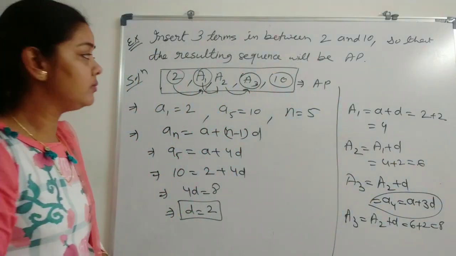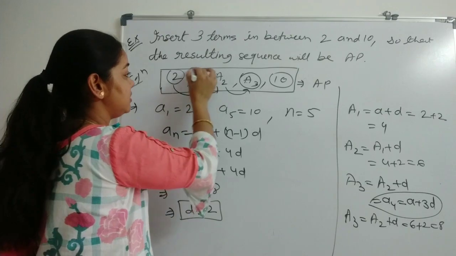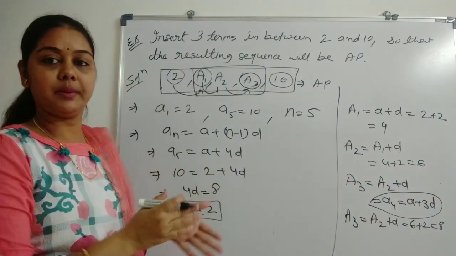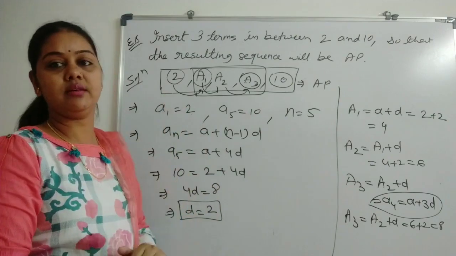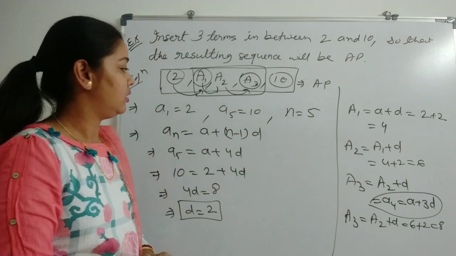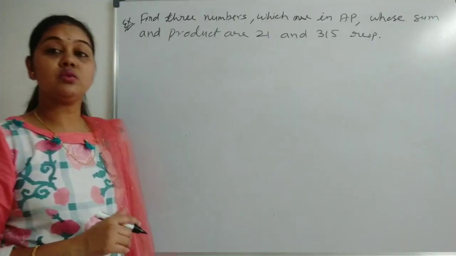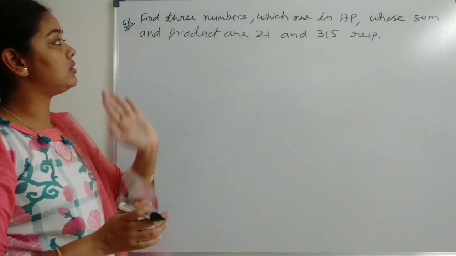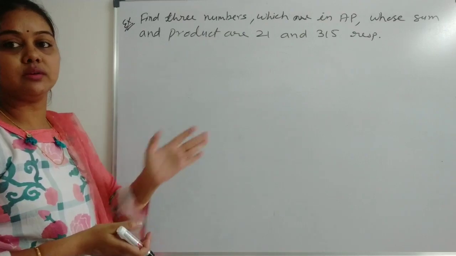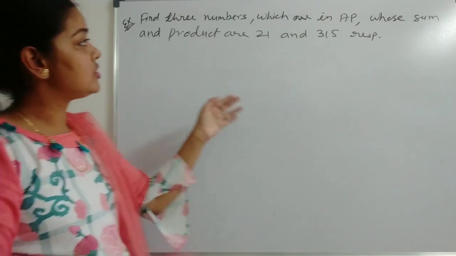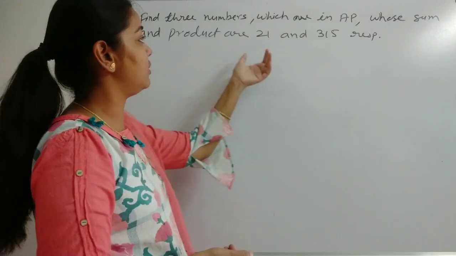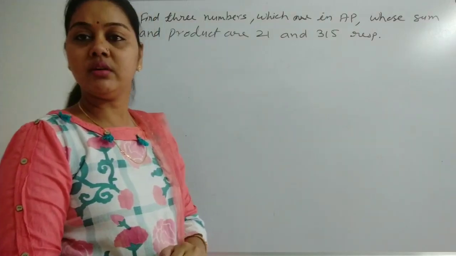Okay, is it clear? Now, all these three terms are called three arithmetic means between 2 and 10. Okay, students? Now, one more question is given to us. Find three terms which are in AP and whose sum and product are 21 and 315 respectively.